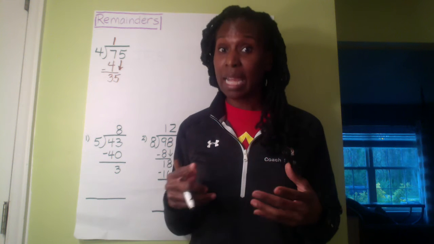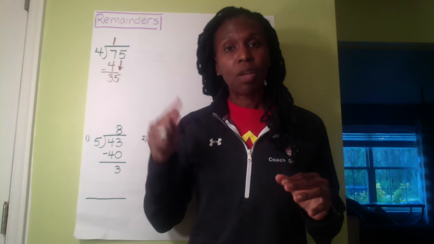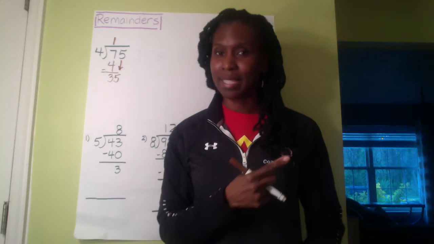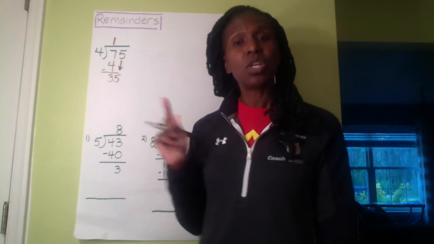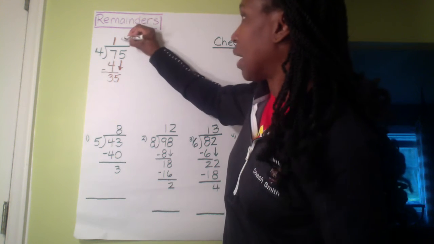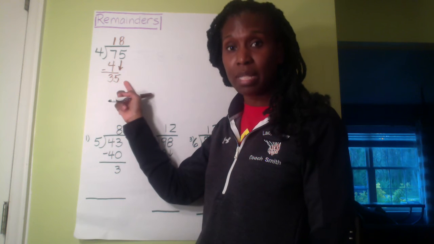4 times 8 is 32. That's really close. Let me go one more. 4 times 9 is 36. That's more than I can have because it's 35. So I'm using 8. All right, notice again where I'm placing the 8. The 8 goes right above the 5 that I brought down.